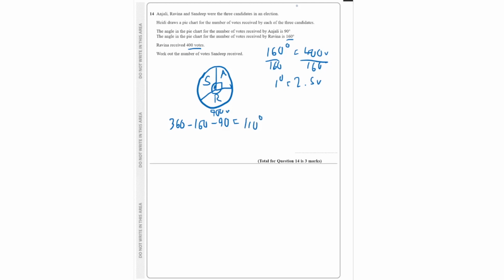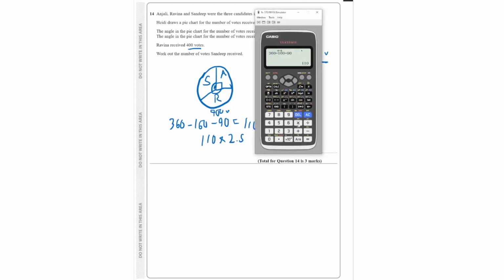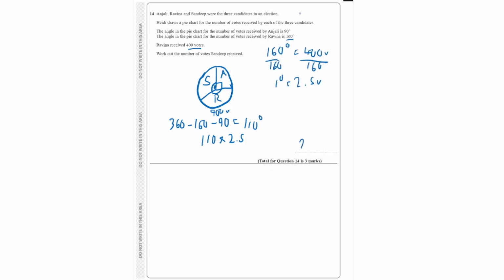Now that we know that 1 degree is equal to 2.5 votes, our answer of 110 multiplied by 2.5 should give us the total amount of votes. So 110 times 2.5 gives us 275 votes, which means Sandeep wins the election.